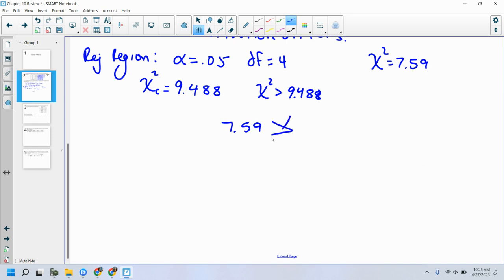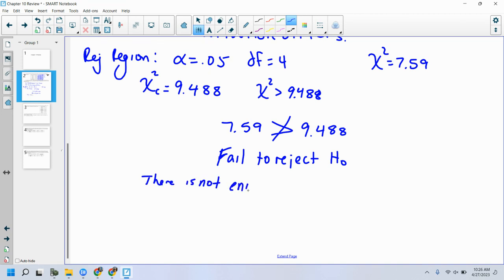7.59 is not greater than 9.488, we fail to reject the null, right? I guess this depends on our angle, but if we were the person to create this distribution, this is what we wanted to happen. We want to fail to reject because I was hoping to not disprove my distribution. So we can say there is not enough info to reject the distribution.